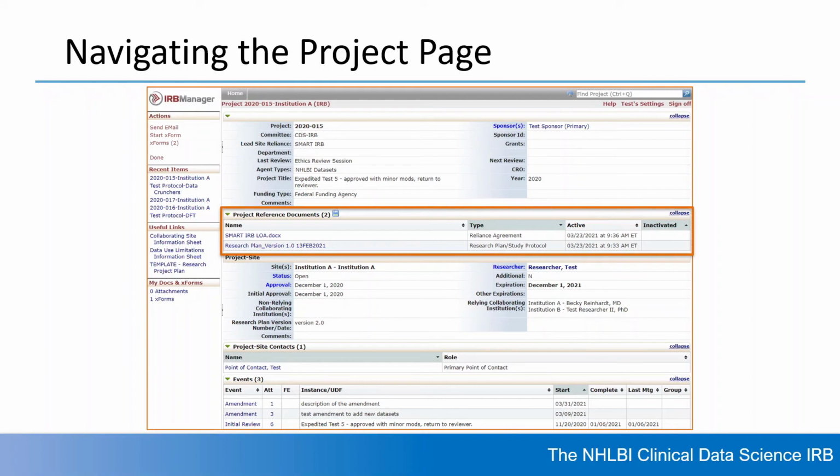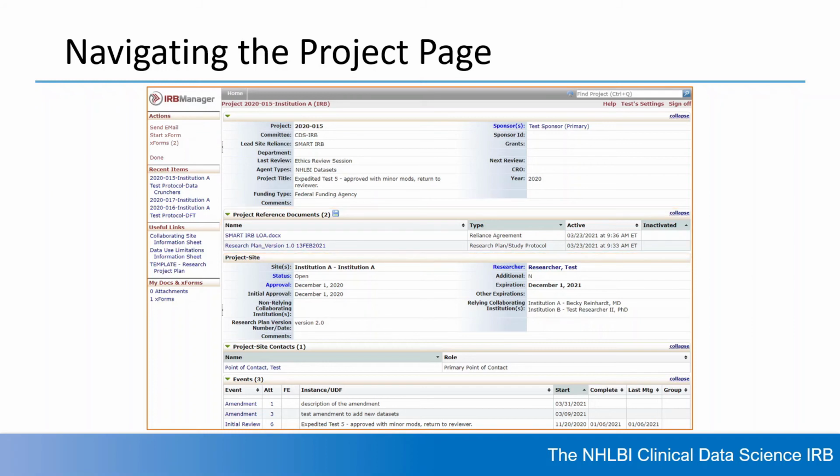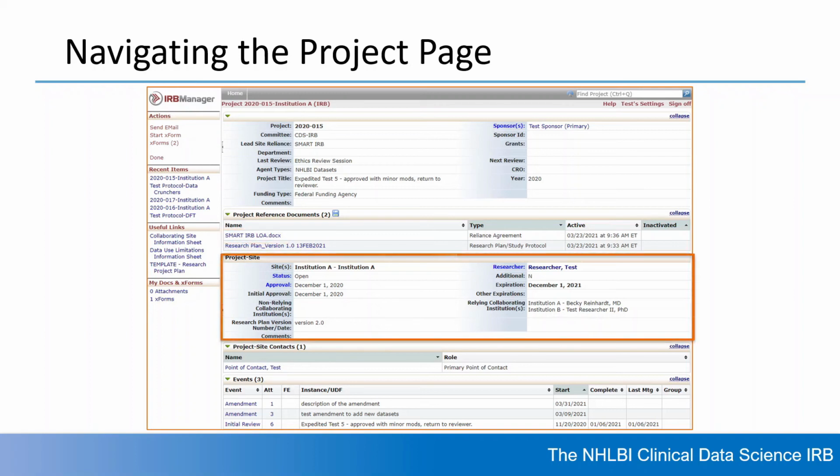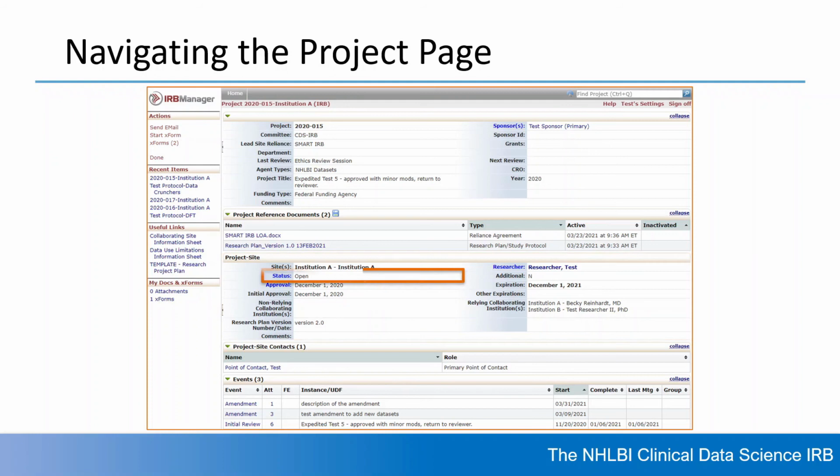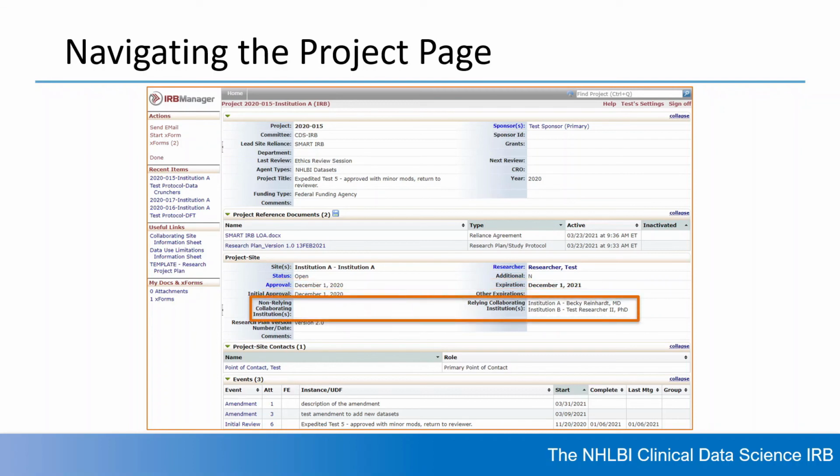The project reference documents contains a list of links to important study documents and attachments, such as Reliance Agreement and the approved research plan. By clicking on a link, you can open up the attachment in a new window. The Project Site section notes information about the research and the lead research site, including status, whether it's open or closed, approval and expiration dates, and the names of relying collaborating institutions and the lead PIs at those institutions.